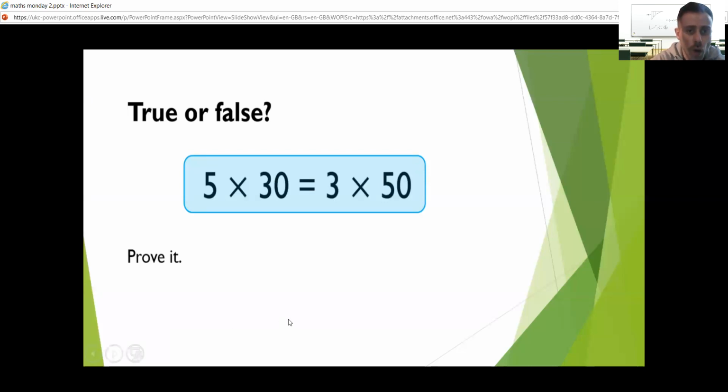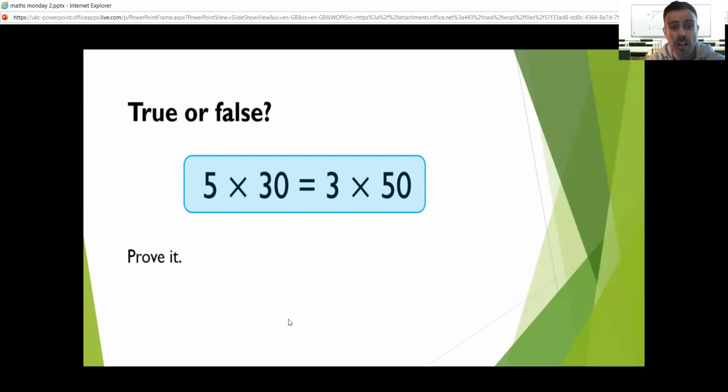Okay, so hopefully you've had a little go. What I would do for this one is work them both out separately. So first of all, 5 times 30. Think about what's 5 times 30. If that's a bit of a struggle, think what's 5 times 3? And then times it by 10.